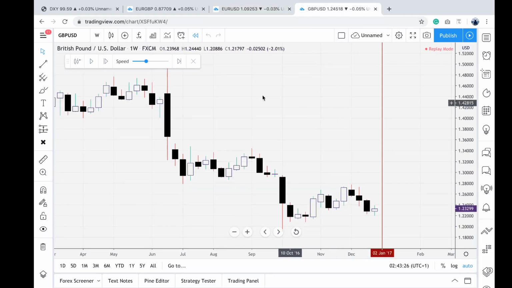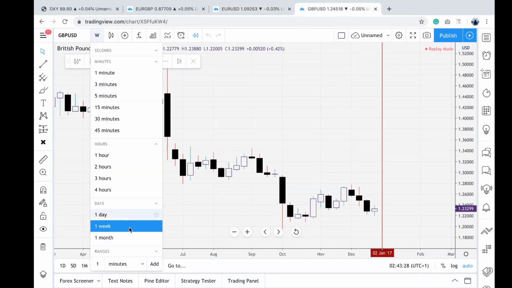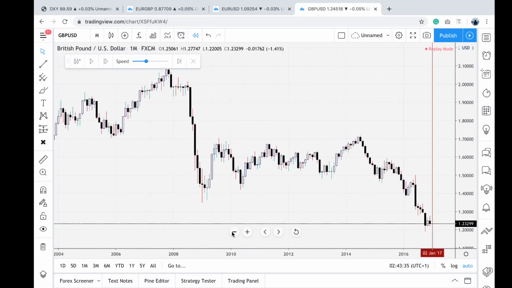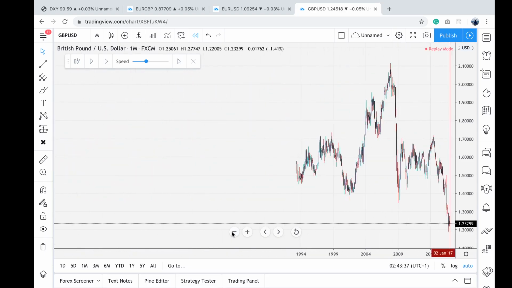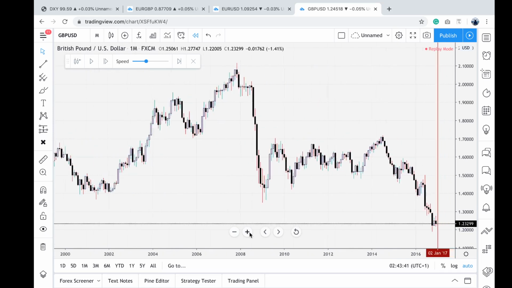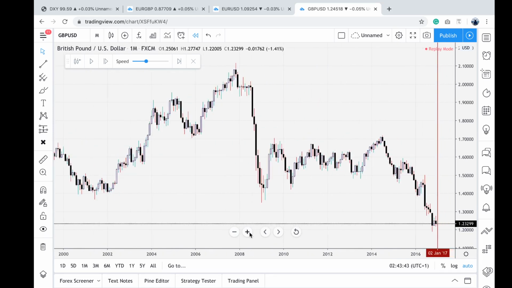All right, so now going to British Pound USD, we check the monthly. Let's see what price is doing on the monthly. There's nothing really to reference. This is the lowest price has ever been.